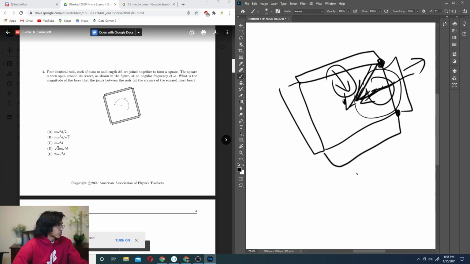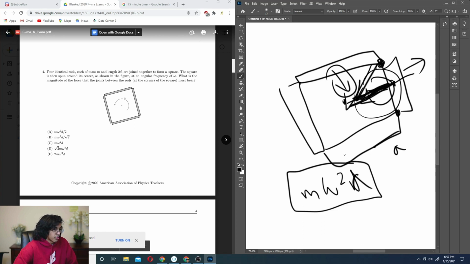All right. So first off, let us find the centripetal acceleration. That is v squared over r, which is also the same as omega squared r, right? And then it should be times m. Okay, and why does the length matter? Oh, yeah, r. So if these are 2d, then this is d, so r is d, because we're only doing the center of mass. So this is the force that needs to be applied to each rod.